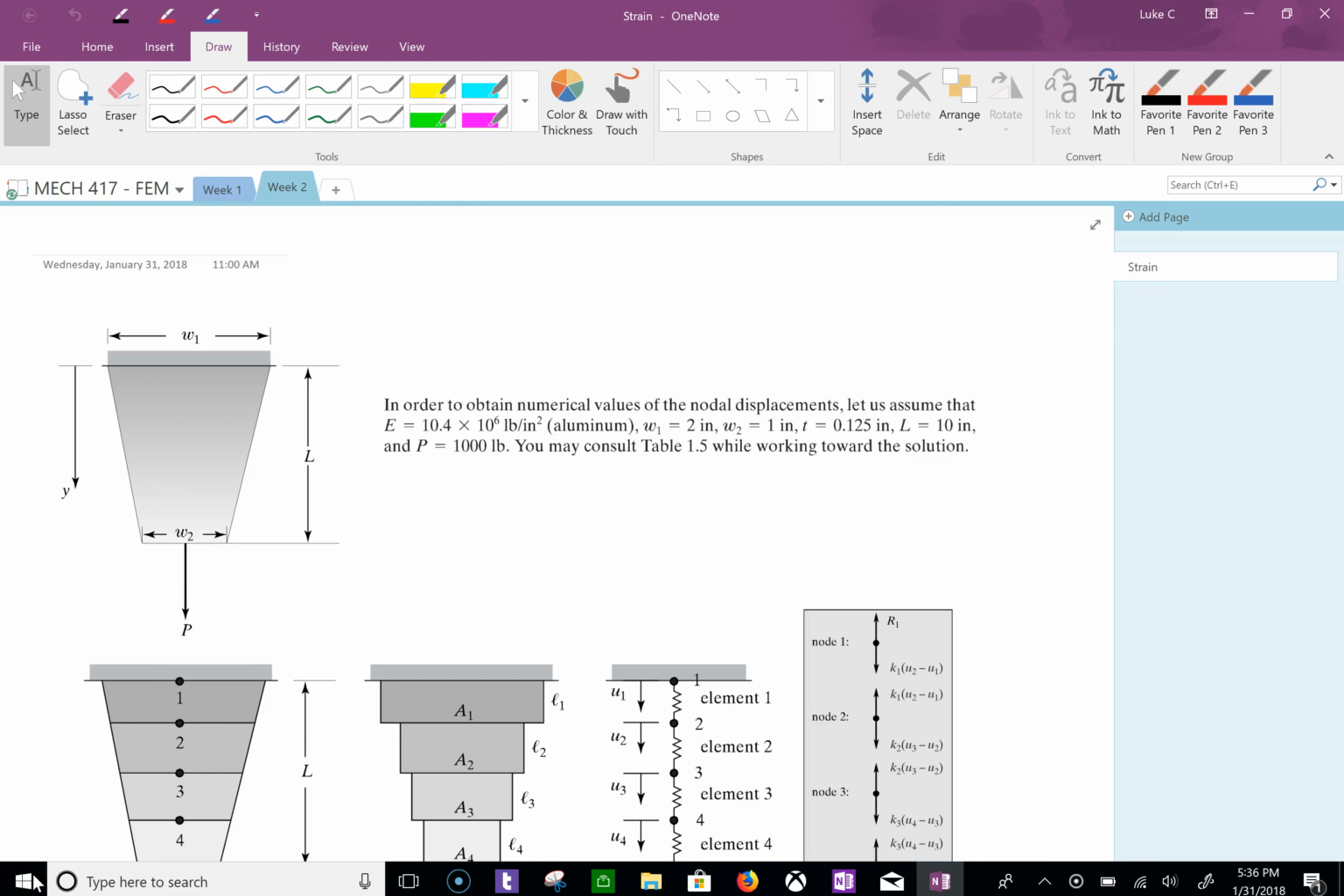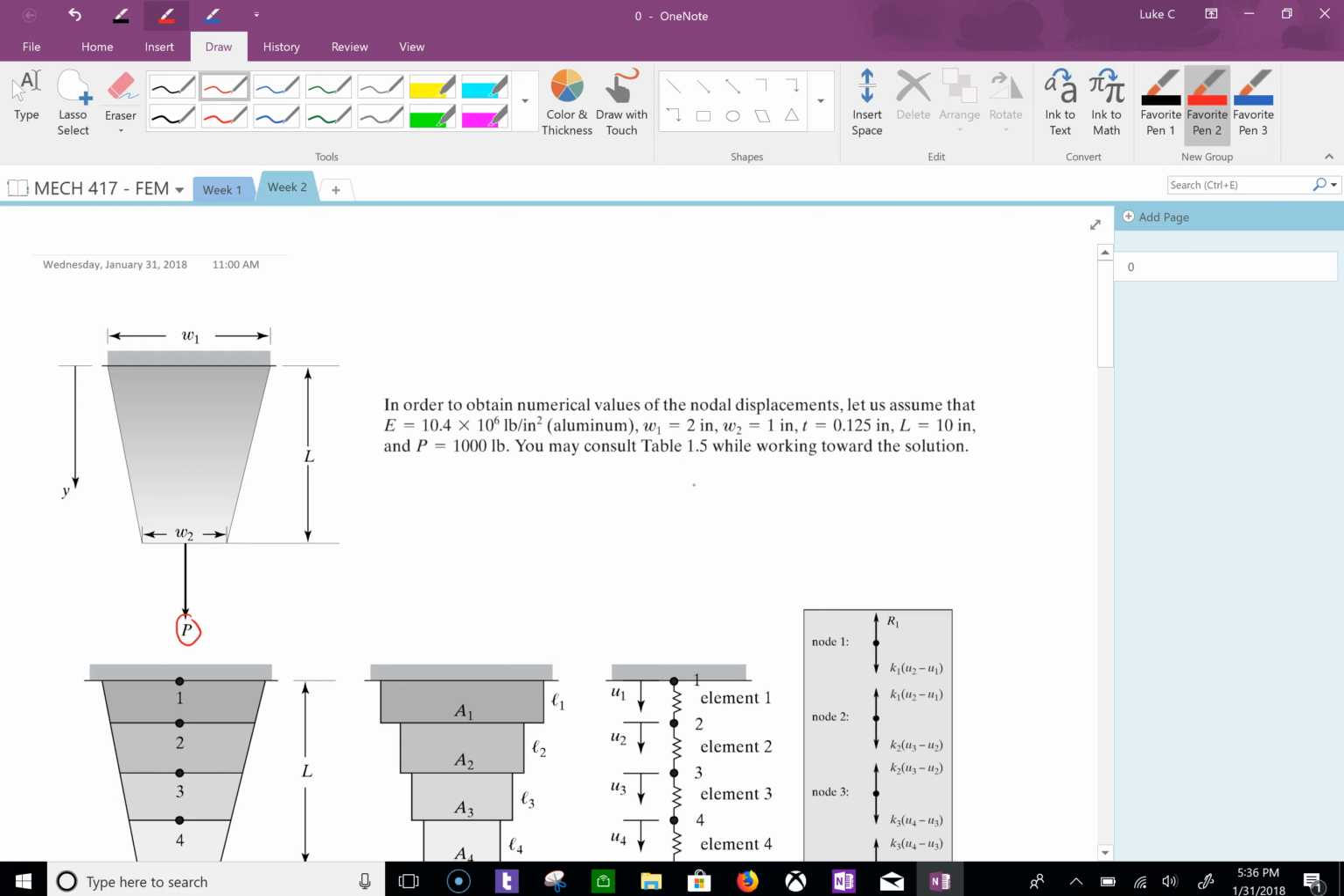All right, so today I wanted to review this problem with everybody. So here we have basically a solid structure with a top width of W1 and a bottom width of W2, and the length is L. And we're going to apply a force, P. Okay, so we're going to pull on it. And I gave you some values for E, W1, W2, T, L, and P.